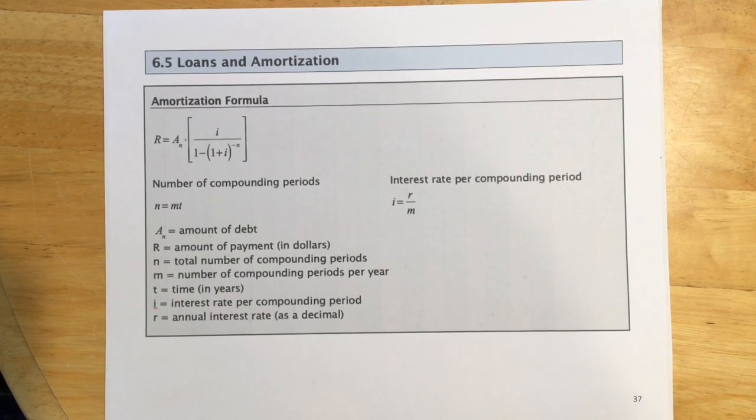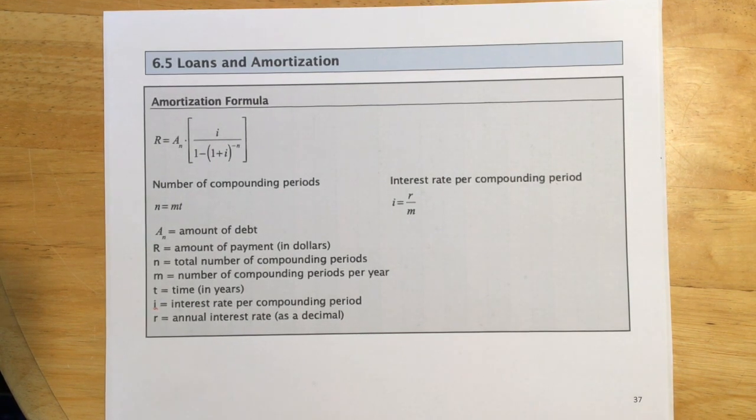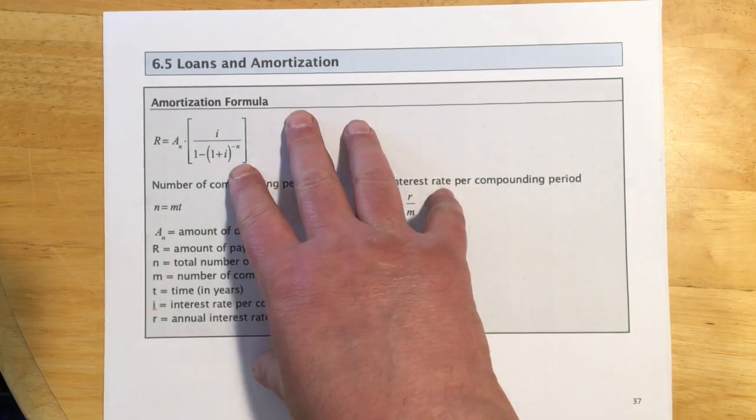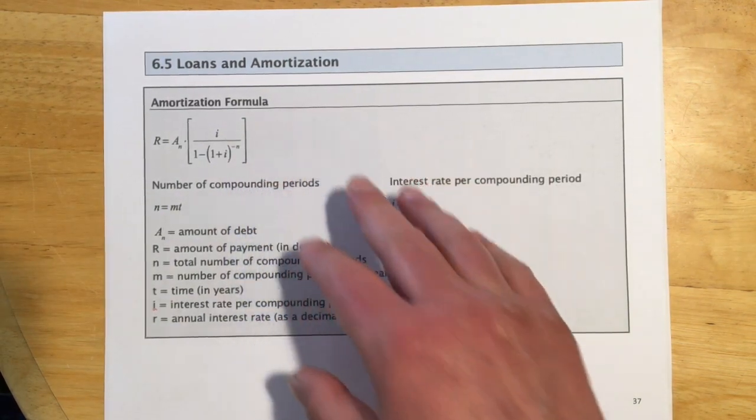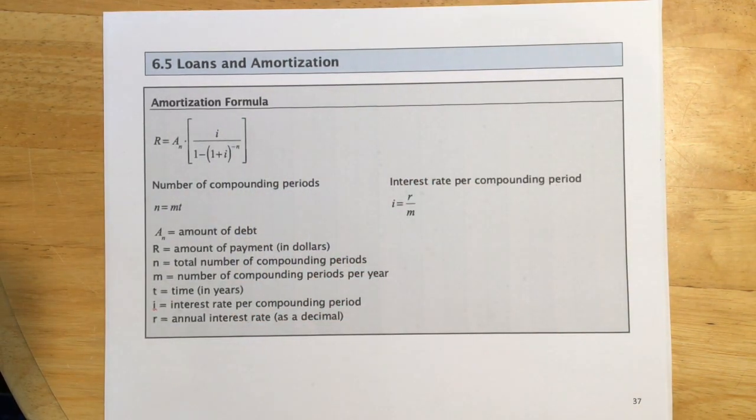Okay, this is Math 116, 6.5, and this is loans and amortization. So the problems are all going to involve you borrow some money and you're paying it back, essentially. And we're going to see two formulas in here. We're going to see our straight up kind of amortization formula, and then we're going to have a second one a little later in the section for unpaid balance.